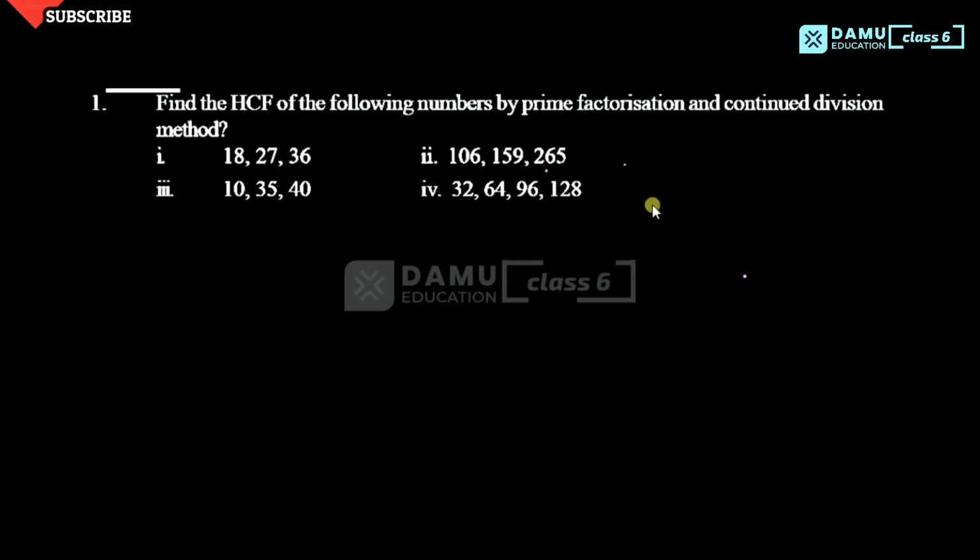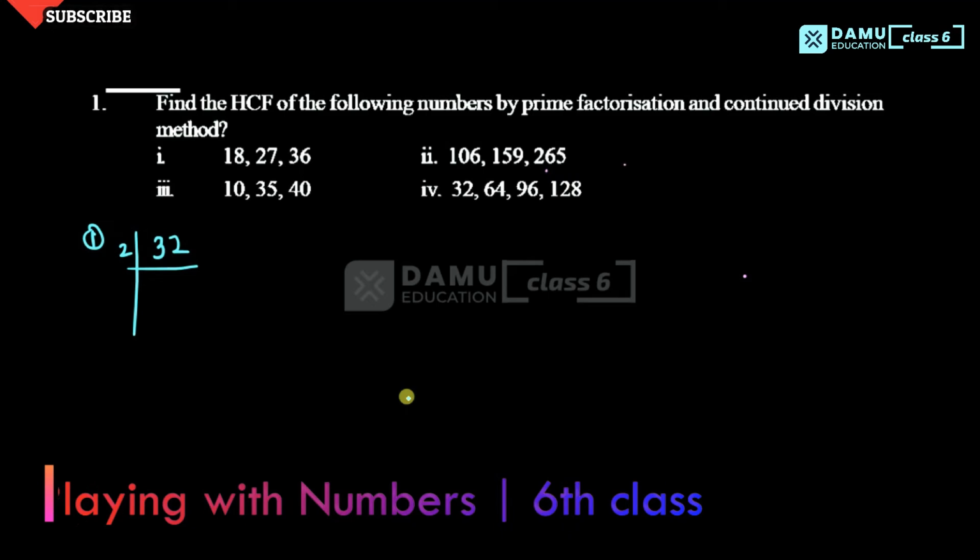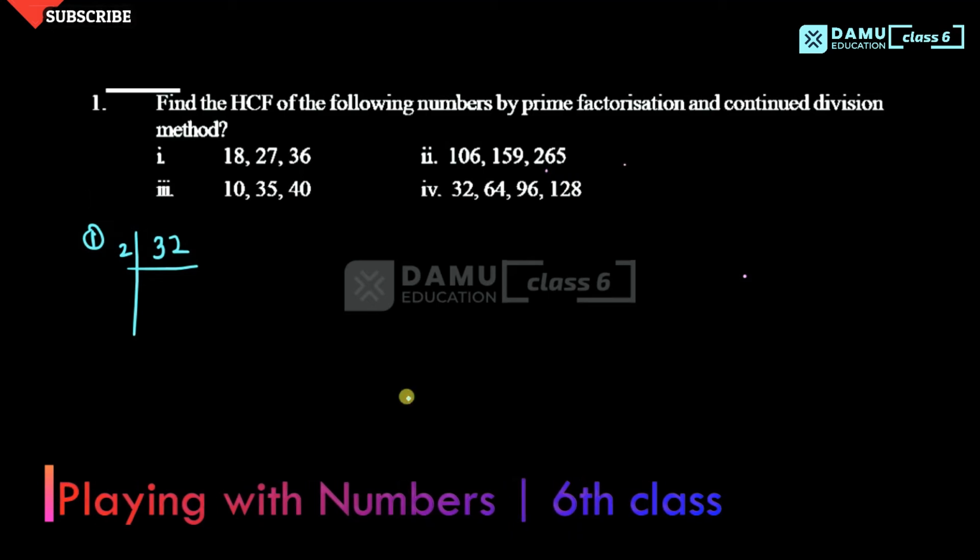So in this module we are going to discuss the fourth question, that is 32, 64, 96 and 128. For this we have to calculate the HCF by using the prime factorization method. So our first one is 32. We have to check whether it goes with 2 or not. Yes, it is well divisible by 2. 2 1s are 2, 2 16s are 32. Again it is divisible by the prime number 2, that is 2 8s are 16. Then again 2 4s are 8, then again 2 2s are 4.